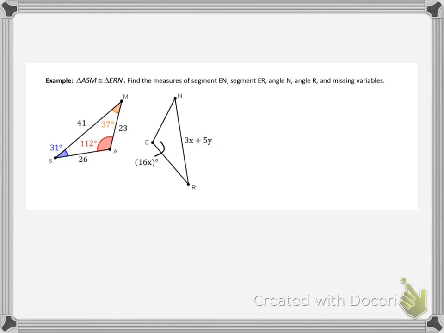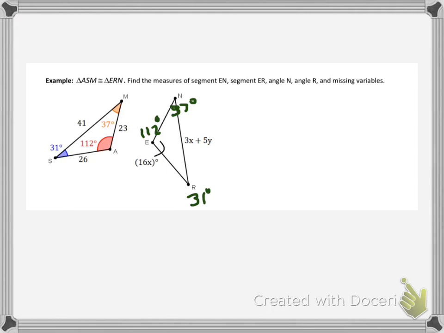Okay, lastly, we can use this for angles and we can use this for sides. If triangle ASM is congruent to triangle ERN, so E is congruent to A, so it is 112 degrees. And R is congruent to S, so it is 31 degrees. Sorry, I should put my little degree sign on there. And angle N is congruent to angle M, so it is 37 degrees.